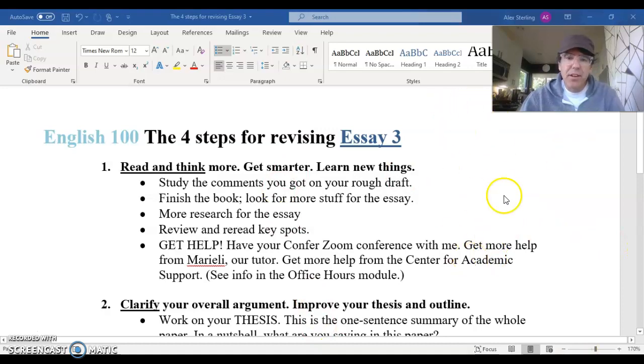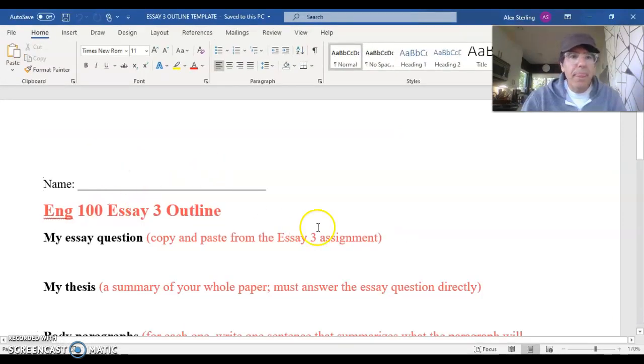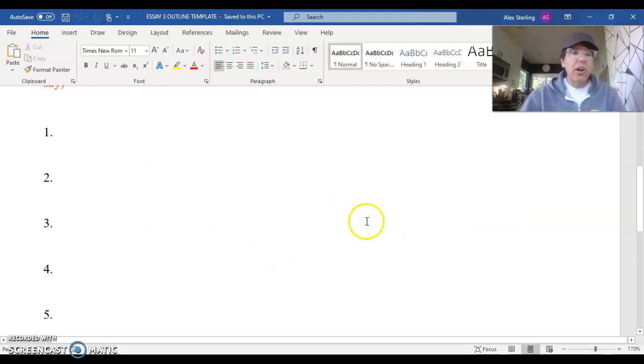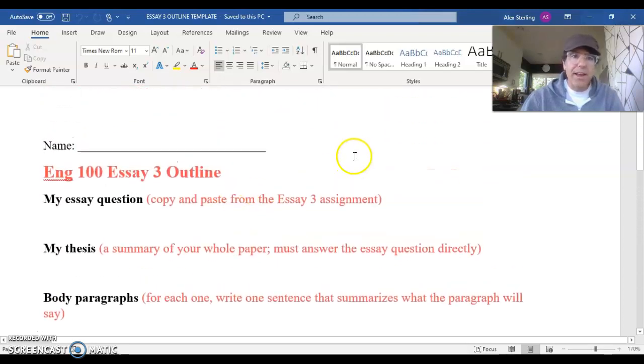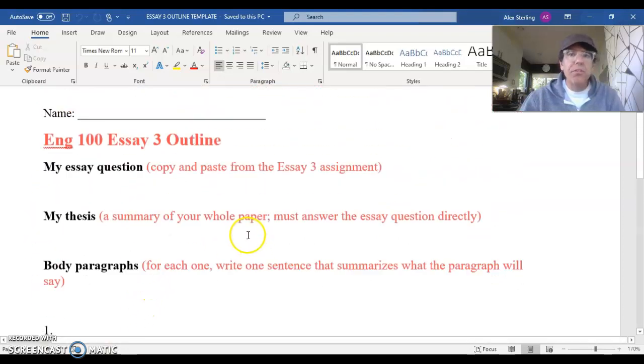Because this video is about staying focused in a long paper, I want to remind you that one of the best ways to stay focused is to keep working on your outline. For a long paper, you are going to have more than 5 body paragraphs. You might have 10, you might have 12, you might even have 15 body paragraphs. So you have to keep working on your plan. And you have to make sure that every part of your paper supports your thesis.